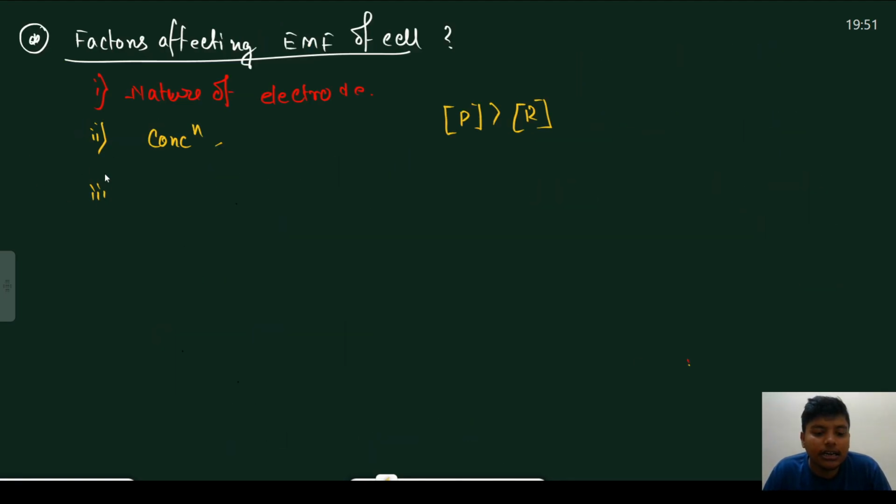Next, the third factor is temperature. If you change the temperature, the E cell value will change. Clear or not?